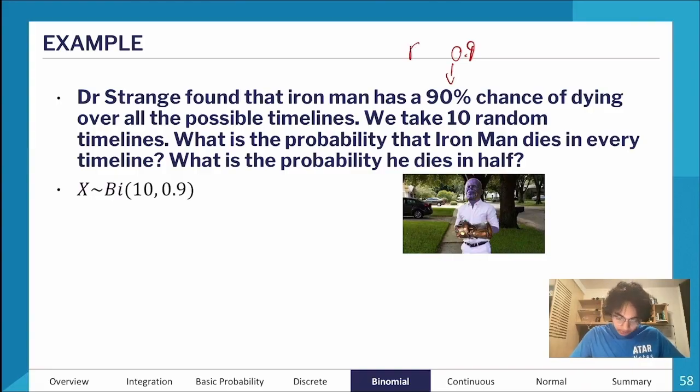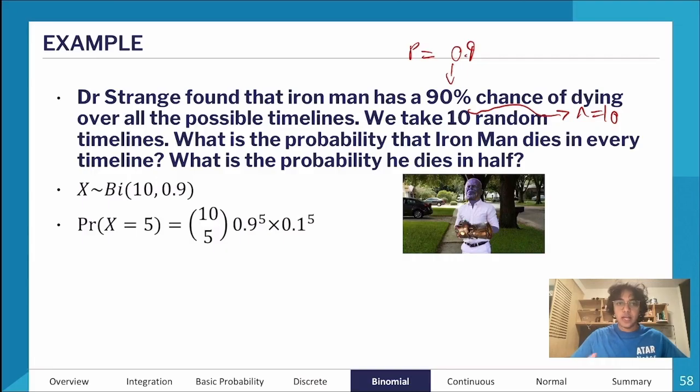So the probability of dying is 0.9. That's what we've defined as a success, right? Because we're trying to find when Iron Man dies, so the probability of death is success. Sometimes the probability that they give you is not the probability of the success, so you've got to be really careful with that, right? And then we want to take 10 random variables, and so n is equal to 10, okay? So we have X is binomially distributed with n equal to 10 and probability 0.9.